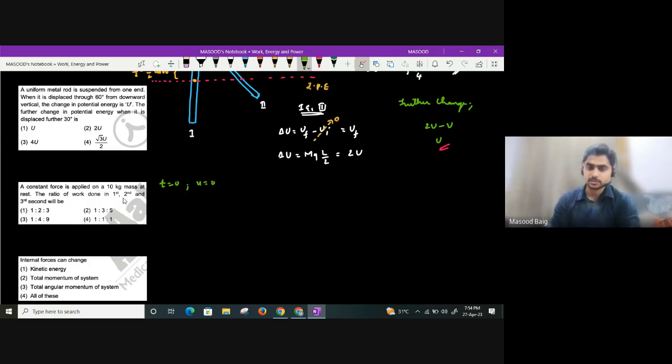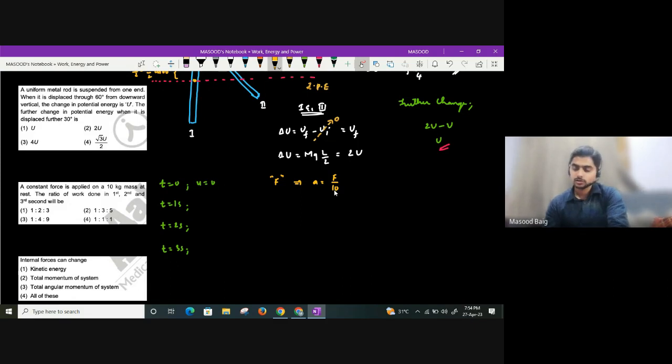What is the meaning of first second? From 0 to 1 second is called the first second, guys. What is the second second? From 1 to 2 seconds is called the second second. What is the third second? From 2 to 3 is called the third second. Let us imagine the force which is being applied is F. Mass is given as 10. This is a constant force, so what will be the acceleration, beta? You will get it as F divided by 10.